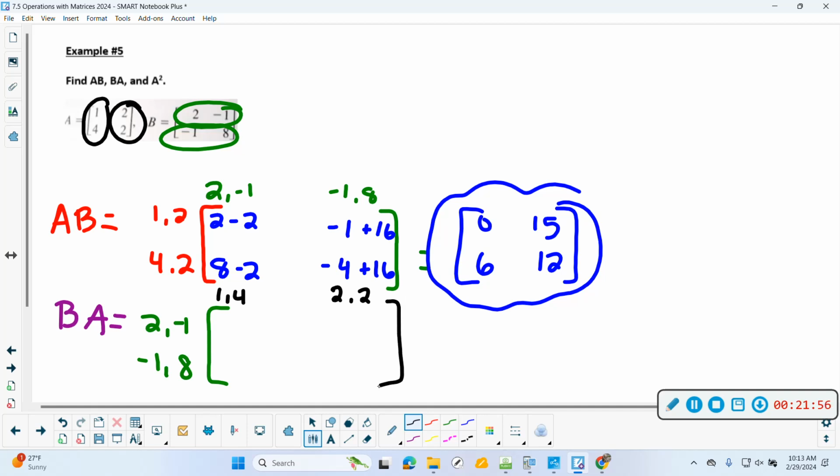All right, just take it away. Here we go. 2 times 1, negative 1 times 4. I'm going to total. So as you can see already, they're not the same thing. A times B, B times A are not the same thing. Okay? All right, keep going. Negative 1 and 1, 8 and 4.